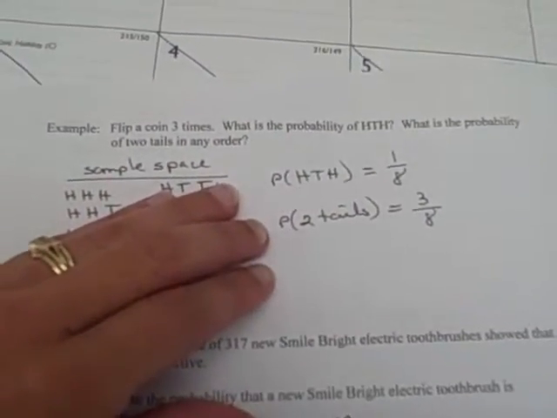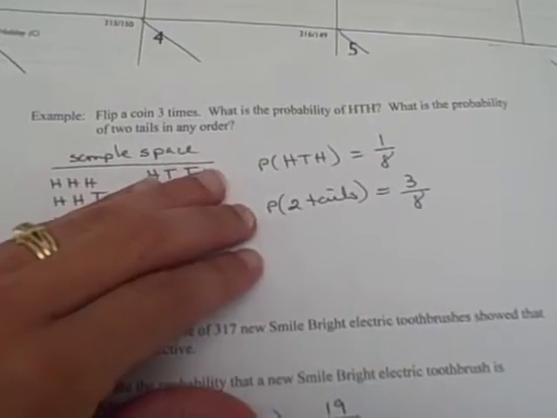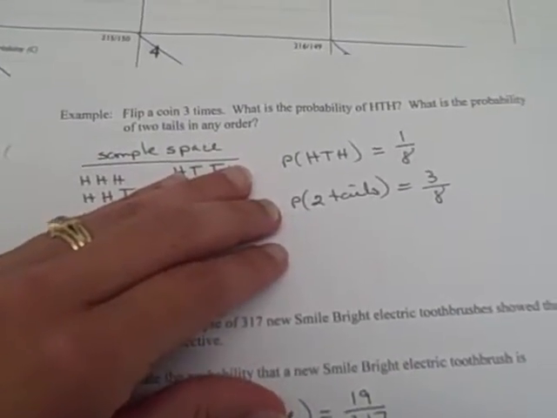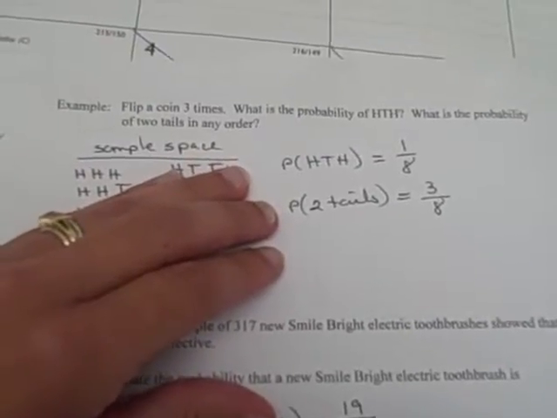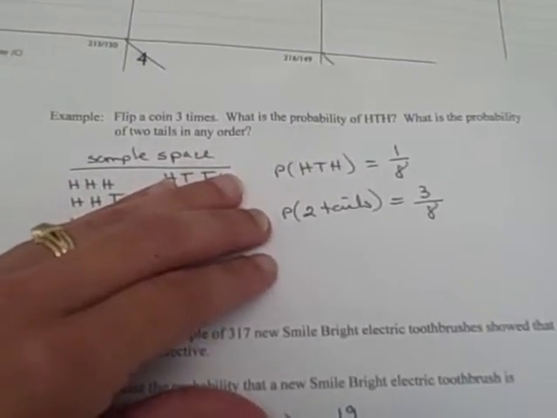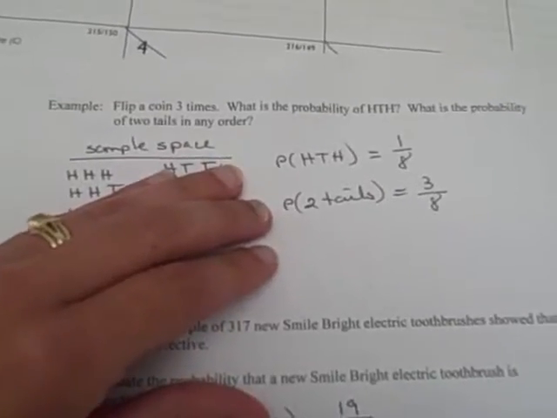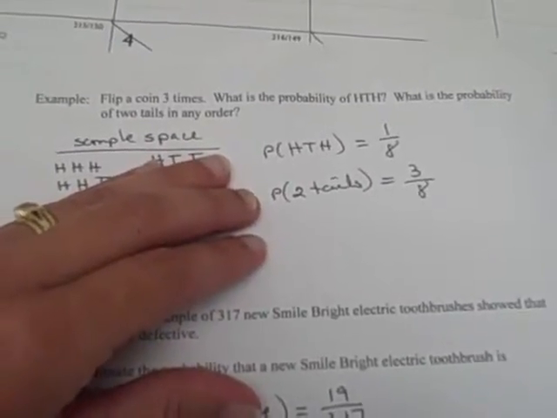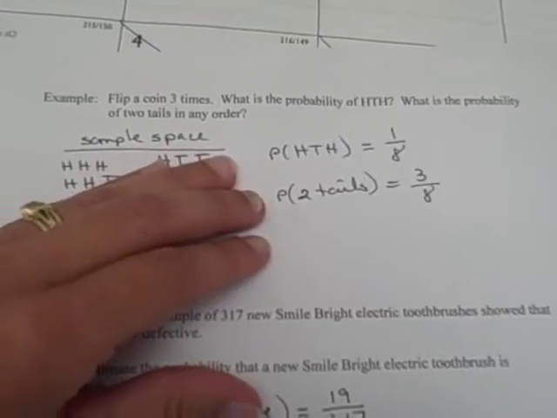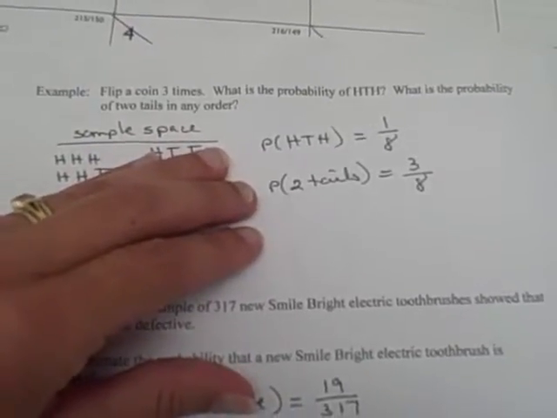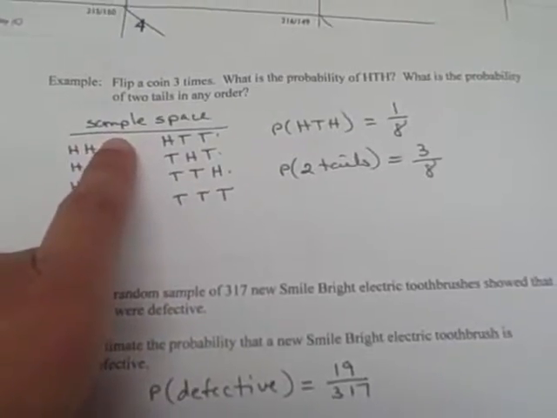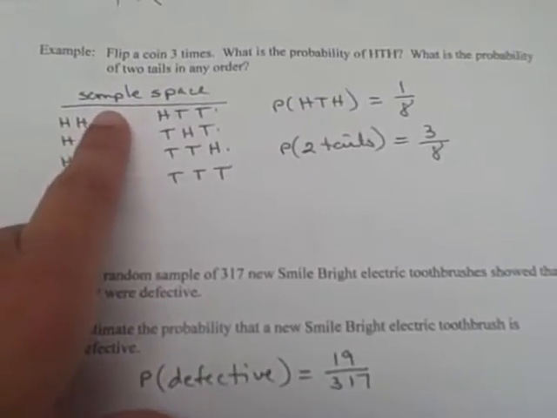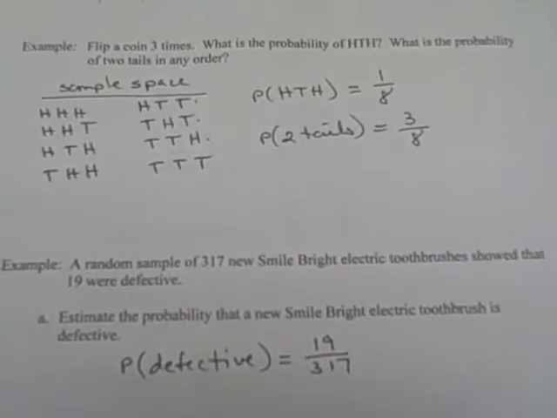Now, if we flip a coin 3 times, what is the probability of heads, tails, heads? And what is the probability of 2 tails in any order? Well, what makes this problem particularly difficult is that we need more information. We don't know what the outcomes are or how many outcomes there are. So the first thing we need to do is list the sample space. Now, the sample space is all possible events or all possible outcomes.